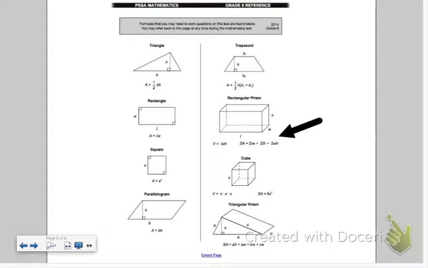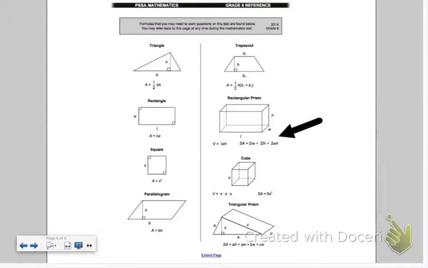You actually have a formula just like that in your formula sheet. If you look where the arrow is pointing, you can see the formula for surface area is 2 times length times width plus 2 times length times height plus 2 times width times height. That's exactly what we just did on the last slide.